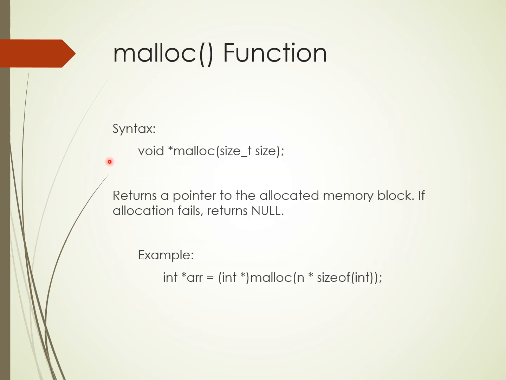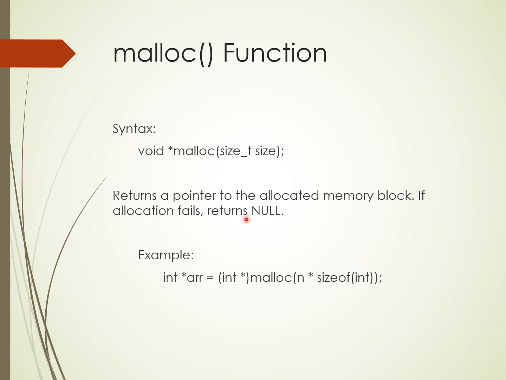Let's start with the malloc function. This function is used to allocate a block of memory. The syntax is as given here: data type star malloc, size underscore t size, bracket close, semicolon. Here size underscore t is a type used to represent the size of the memory block you want to allocate in bytes. The malloc function returns a pointer to the allocated memory block. If the memory allocation fails, it returns null.